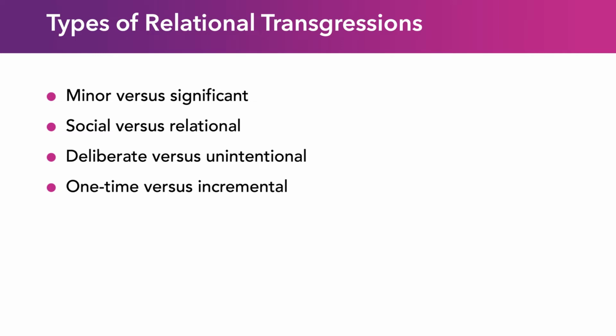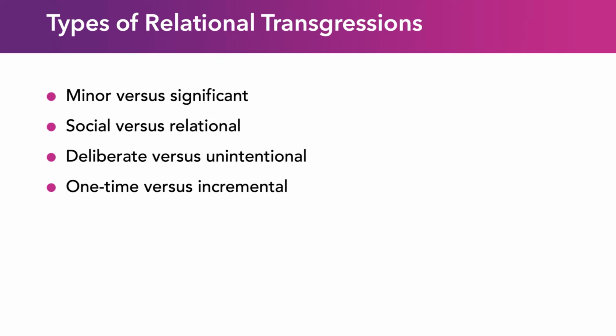A relational rule would be something that exists within the relationship, like the one I talked about with my daughter texting me when she gets back to her apartment. It could be that the person did this deliberately. They set out to hurt you, or it could be that they had no idea that what they did was going to be so hurtful to you. So that is unintentional. And the last kind of relational transgression is whether it was a one-time thing.